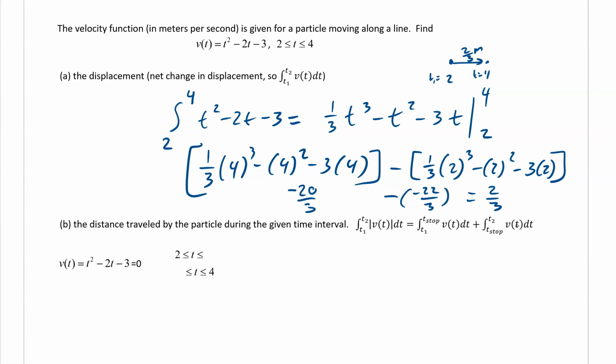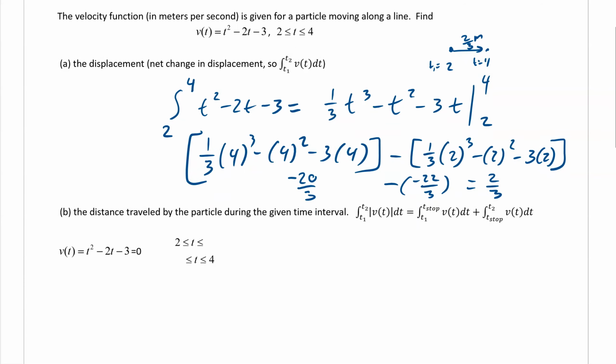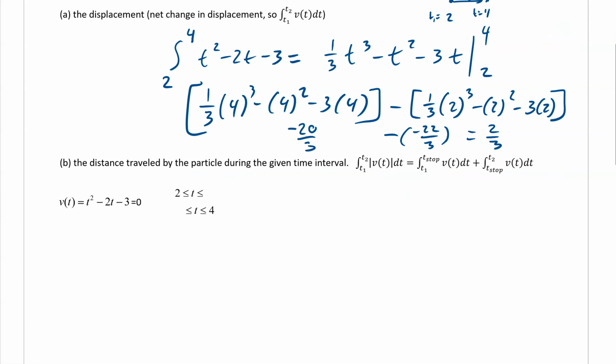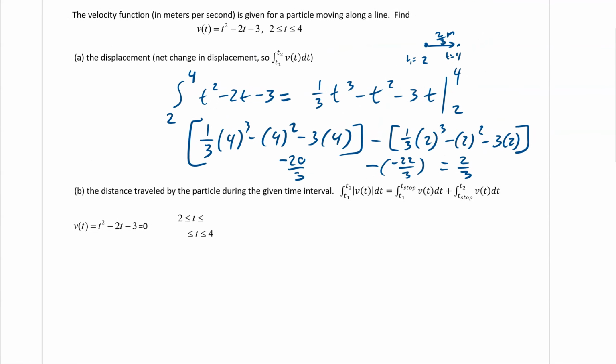So now what we want to do, though, is find out what the total travel distance is. Remember, this particle could go left and then right and then back left and then back right and then back left and then finally ending at that point. So it can do this, boom, boom, boom, boom, boom, but its net displacement is only 2/3. So we don't really know what the actual total distance is. We've just found the net displacement.